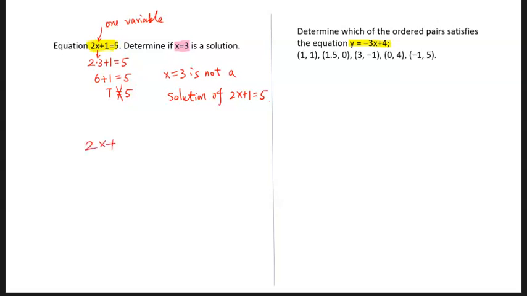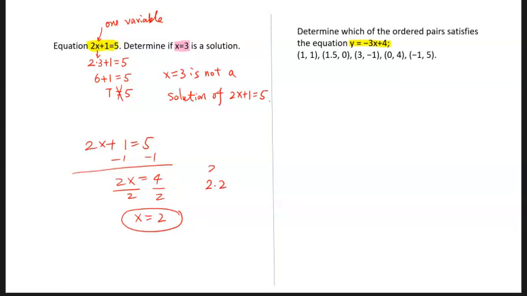So if we solve it, we subtract 1 and then we divide by 2, and we end up with the correct solution, which is 2. And you can see if I plug 2 into the original equation, 2x plus 1 equals 5, I replace x with the correct solution 2, and you can see 5 equals 5, because 2 times 2 is 4, 4 plus 1 is 5. So the left-hand side equals the right-hand side. That tells us this is the correct solution.